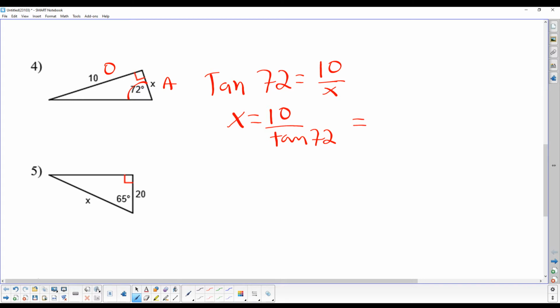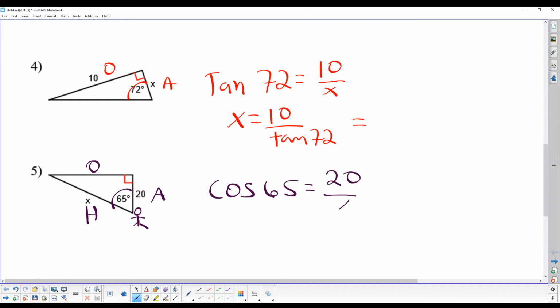How about number 5? Which function is this? O, A, H. That's cosine 65 equals my adjacent over x. Okay, I'm going to have to switch them again because x is a denominator. So I'll say x equals 20 over cosine 65. And then I'll solve it.